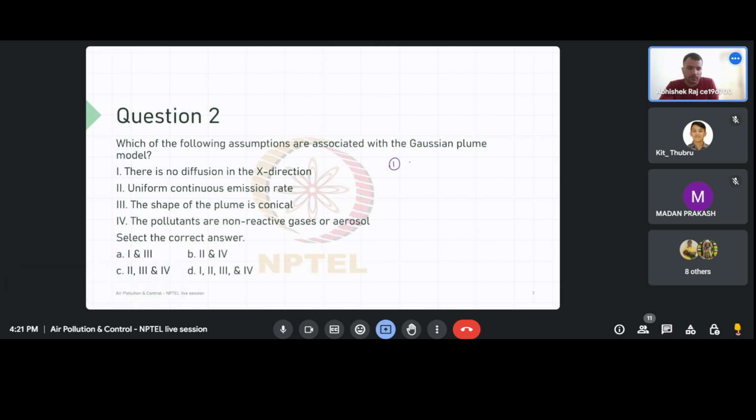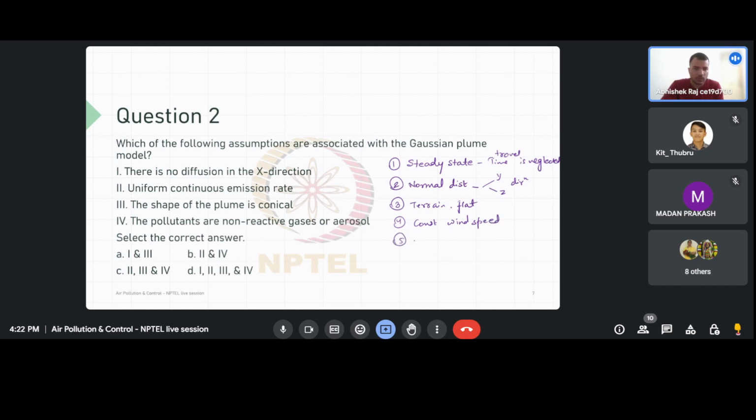So first, we'll assume a steady state, that is, basically the travel time will be neglected for the pollutants. So we'll not assume any travel time. We are assuming steady state throughout. Then we will have normal distribution, which we saw in the previous class also. This will be assumed in both the y and z directions. Third, we'll assume flat terrain. We'll assume a constant wind speed. Wind speed will not change.